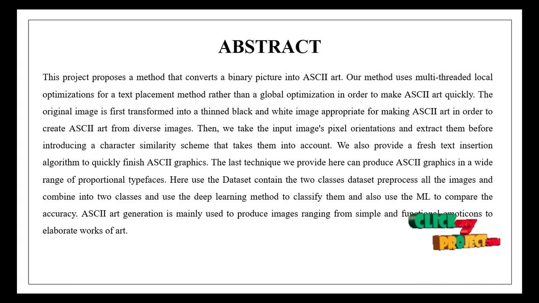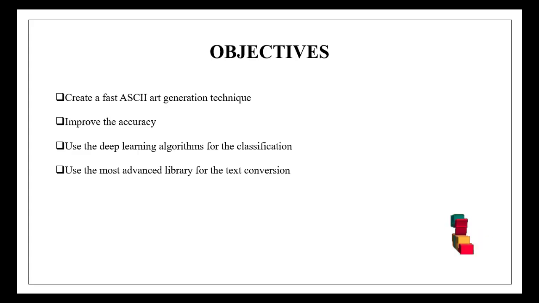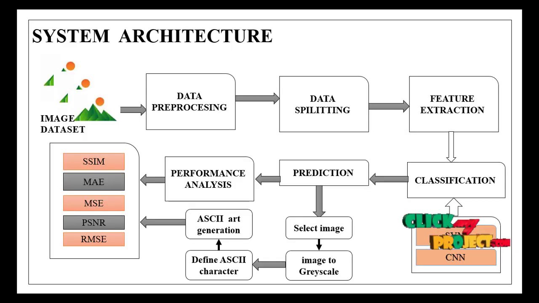ASCII generation is mainly used to produce images ranging from simple and functional emoticons to elaborate works of art. This is our objective: create a fast ASCII generation technique, improve the accuracy with a deep learning algorithm for classification, and use the most advanced library for text conversion. This is the system architecture.